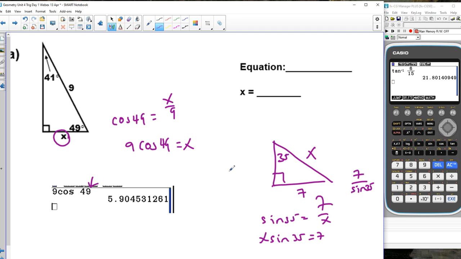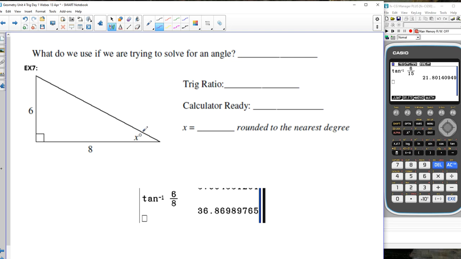Now, I'm not going to put that in the calculator. Moving on, if we're going to solve for an angle, we've got to use the inverse. That's what we practice that for. That's going to be opposite over adjacent, so that's going to be tangent. So tangent of x is equal to 6 over 8. We're looking for this here, so we're going backwards on the trig ratio.